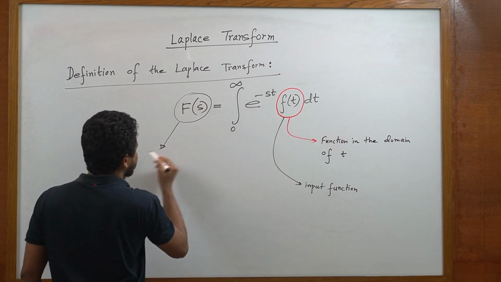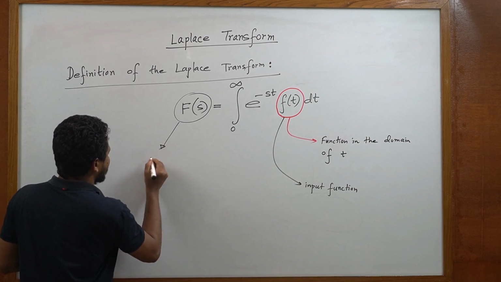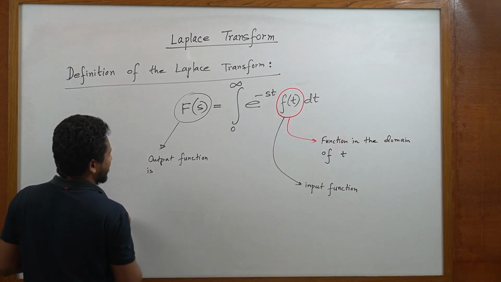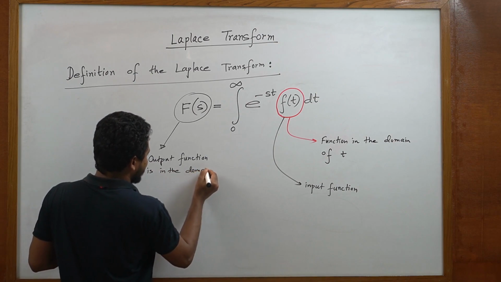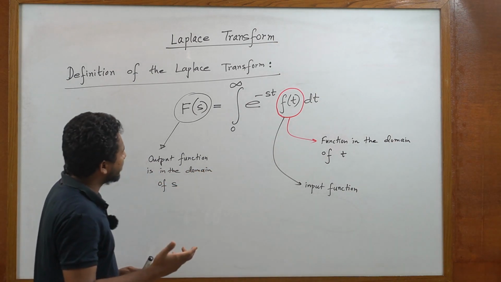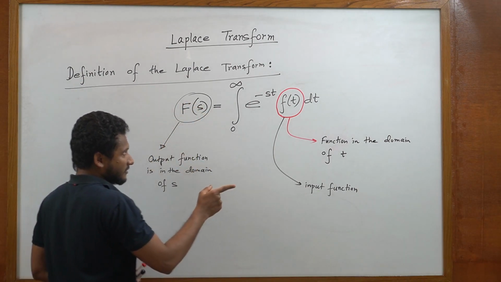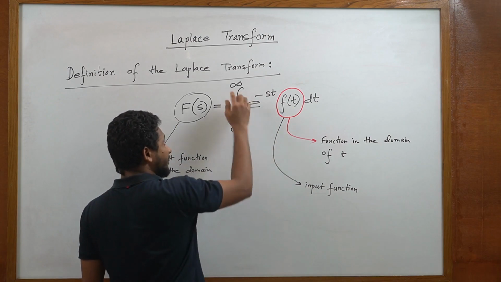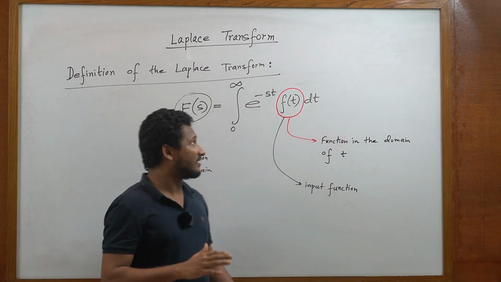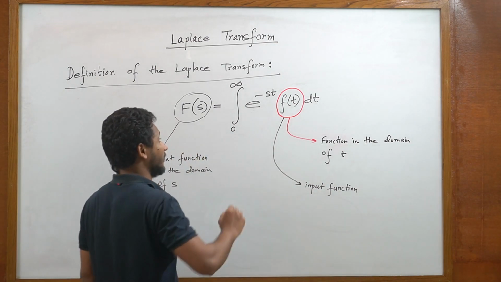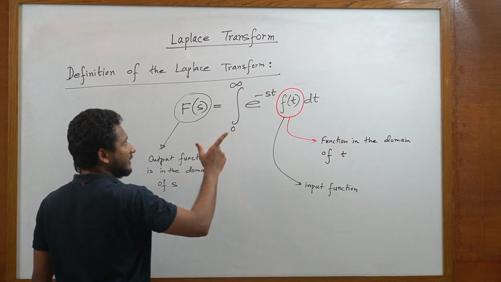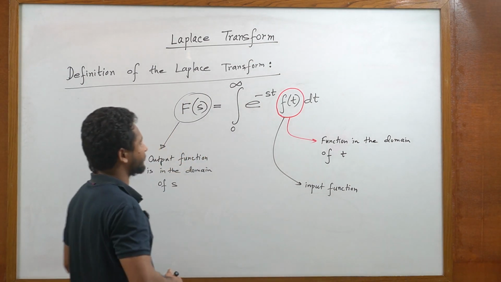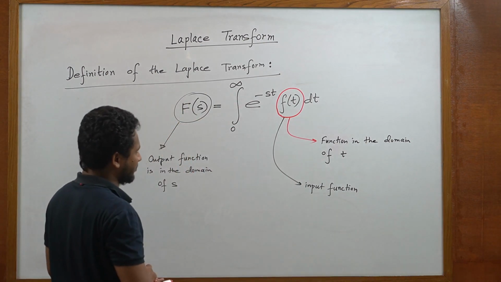This output function is in the domain of s. Why is there no time domain? Because when you apply the limits, or plug in limits 0 and infinity, there is no t variable left. So only s will be present and the function will be in the s domain. So this is the definition of Laplace transform.